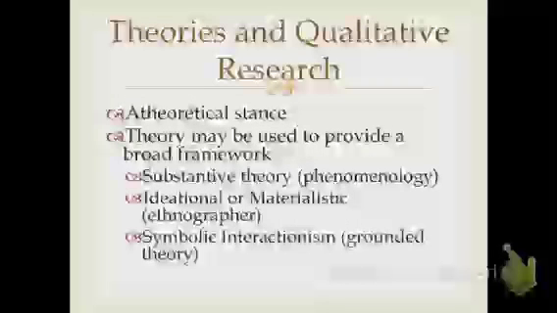So with qualitative research, certainly some researchers will take an atheoretical stance, especially when exploring a topic that is new. But your textbook does a really good job of describing how the different methods of qualitative research use theory. So there's a substantive theory for phenomenology, the ideational or materialistic theory for ethnography, which is looking at culture and the artifacts of things. And then there's the symbolic interactionism theory for grounded theory.